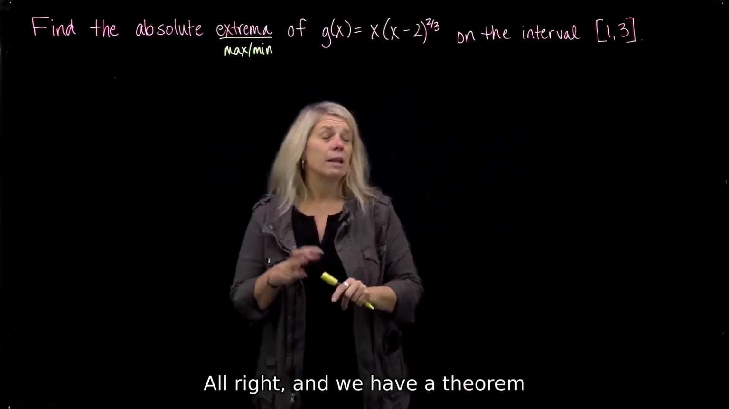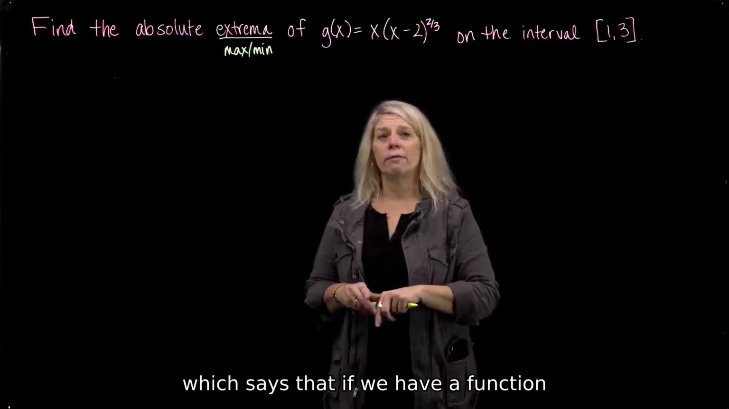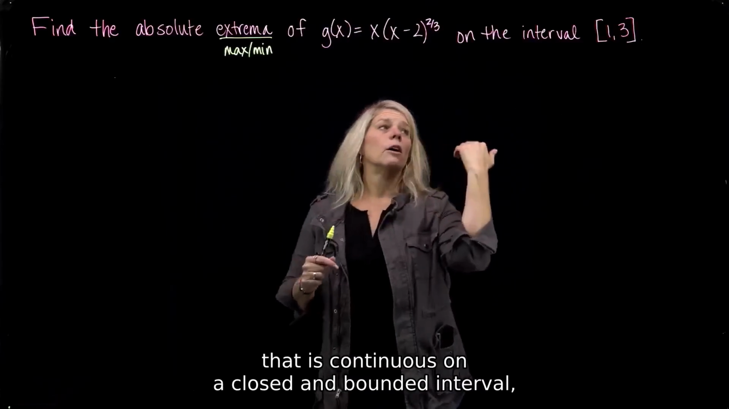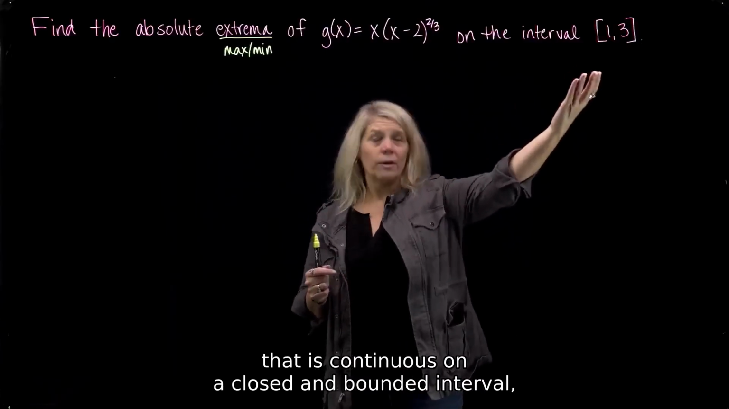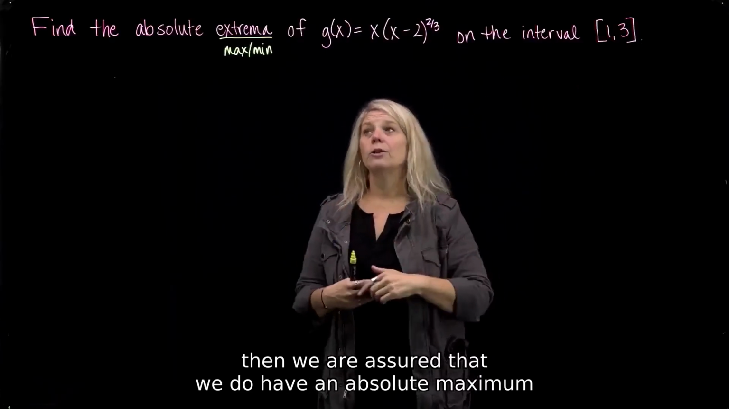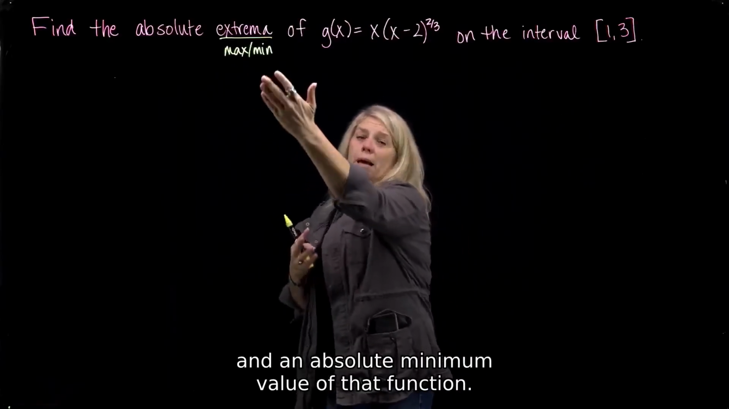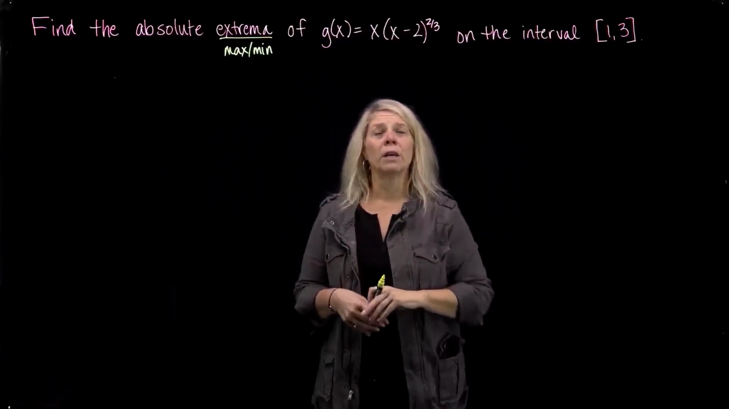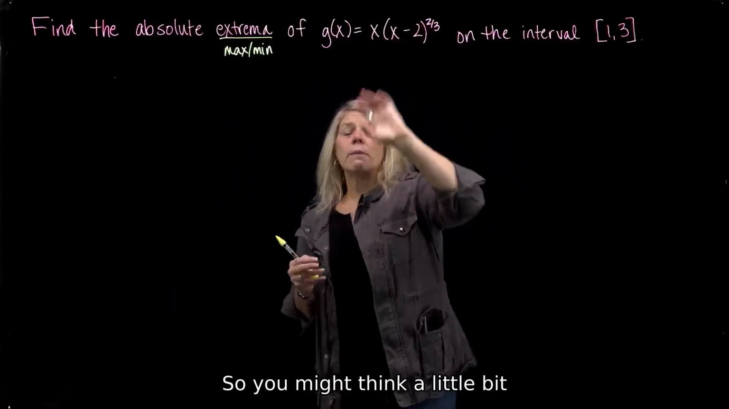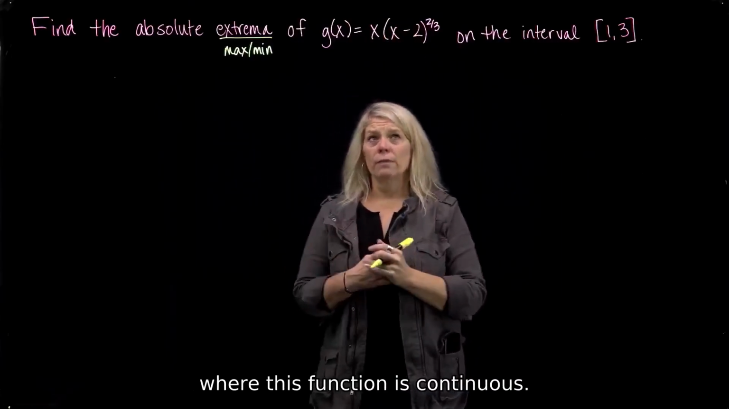All right, and we have a theorem which says that if we have a function that is continuous on a closed and bounded interval, then we are assured that we do have an absolute maximum and an absolute minimum value of that function. So you might think a little bit about continuity of this function, where this function is continuous.